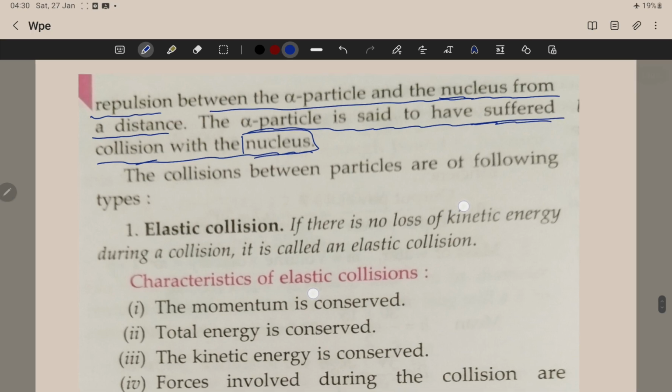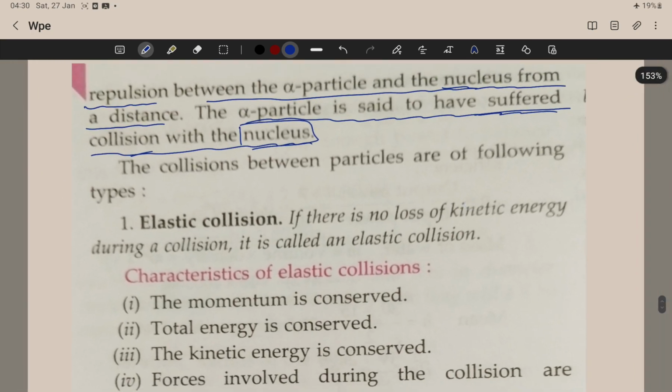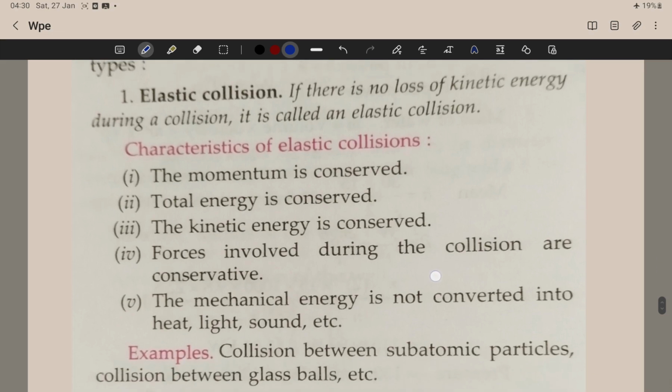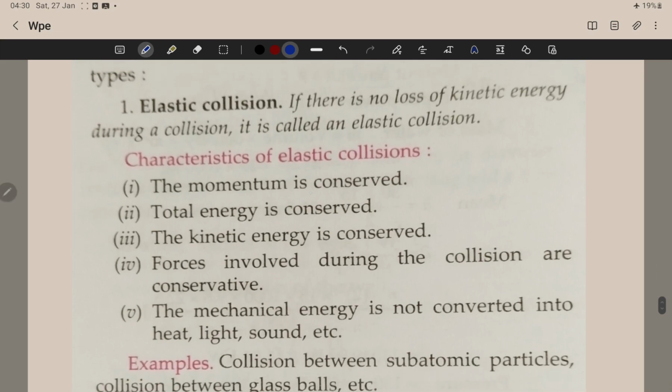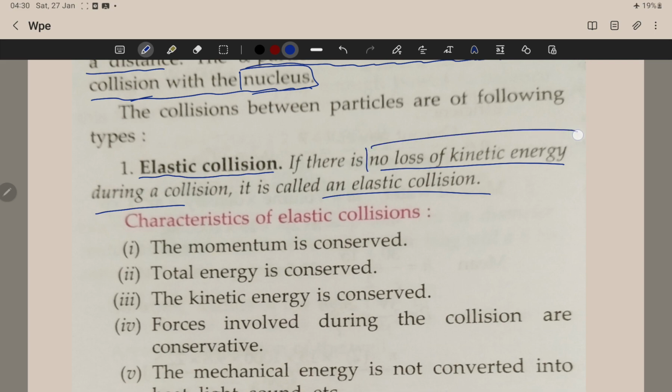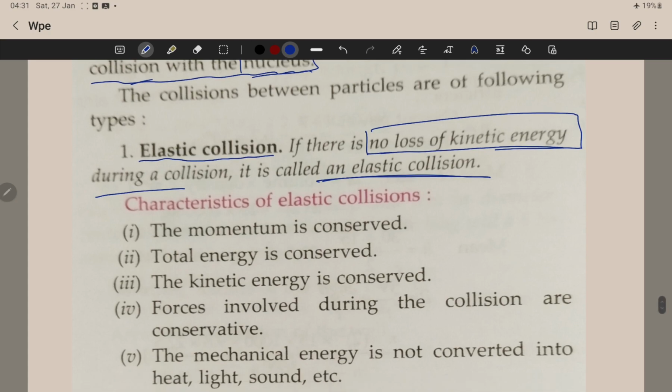Okay, so the collisions between particles are of the following types. First is elastic collision. If there is no loss of kinetic energy during a collision, it is called an elastic collision. What is an elastic collision? When there is no loss of kinetic energy, I mean the change in kinetic energy is zero, initial is equal to final. This type of collision is called an elastic collision.